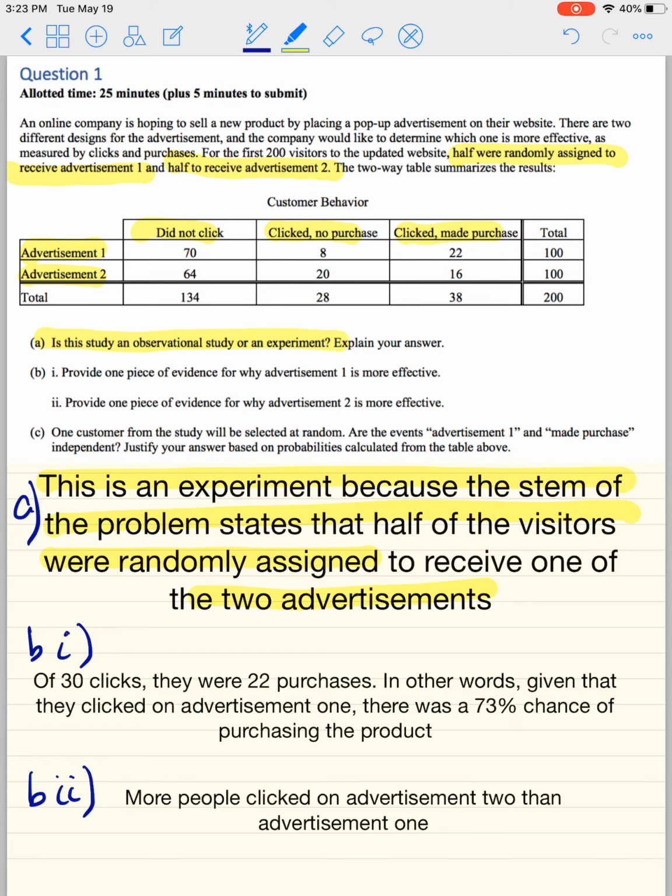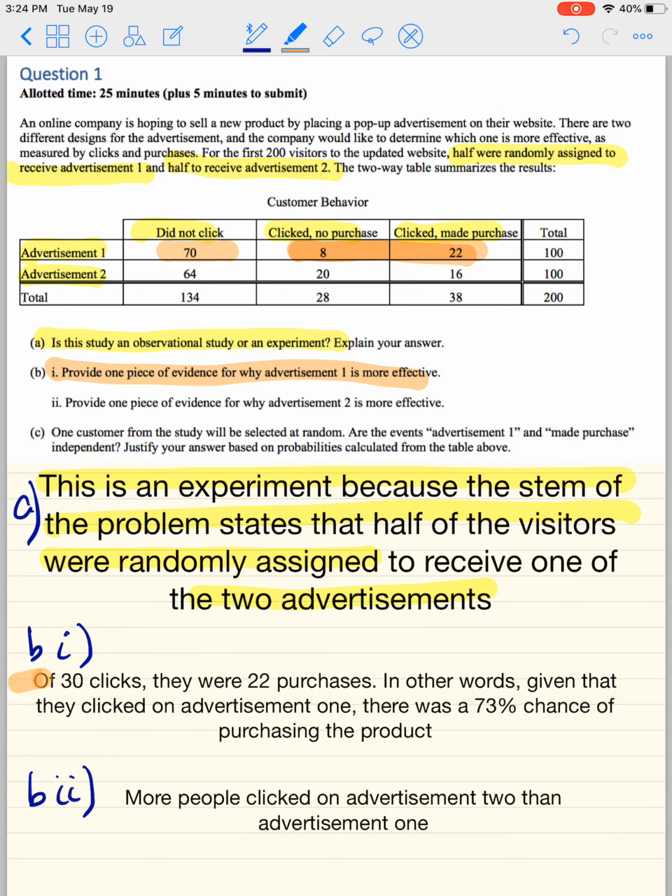So next one, it says provide one piece of evidence why advertisement one is more effective. Okay, well, advertisement one, 70 people didn't click on it, but because you want to show why advertisement one is better, you're going to talk about this part here. There's 30 who clicked on it in total. 22 made the purchase. Okay, so that's a lot. So 30 people clicked on it, and of those 30 people, it's a given, okay? It's a conditional probability. Of those 30 people, 22 people purchased this.